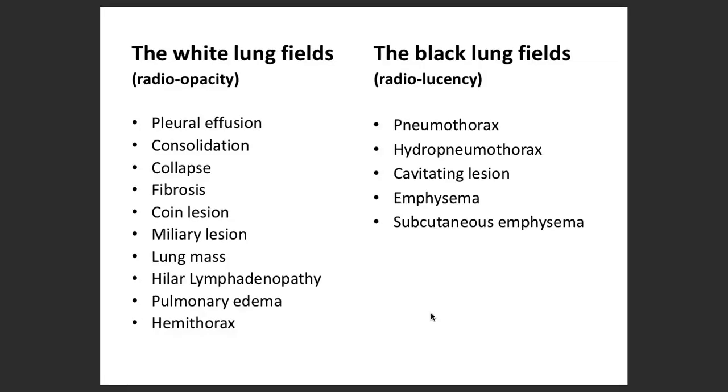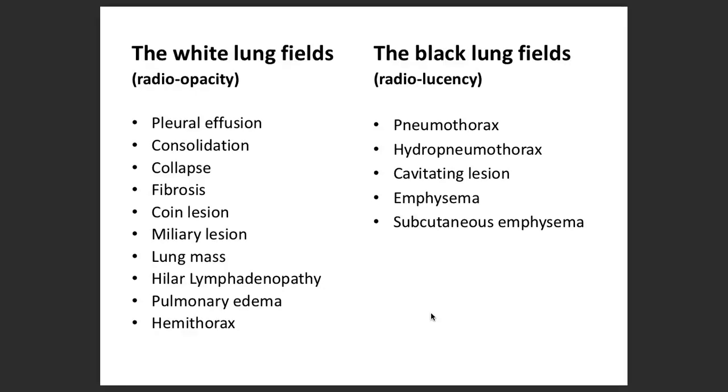If you remember, I was talking about the radio opacity, the whitishness, or the radiolucency. Radio opacity is where you see pleural effusion, consolidation, collapse, fibrosis, medullary lesions, lymphadenopathy, or even pulmonary edema. With radiolucency, the lung fields will appear pretty black. It can happen in conditions like pneumothorax, hydropneumothorax, emphysema, or even subcutaneous emphysema.